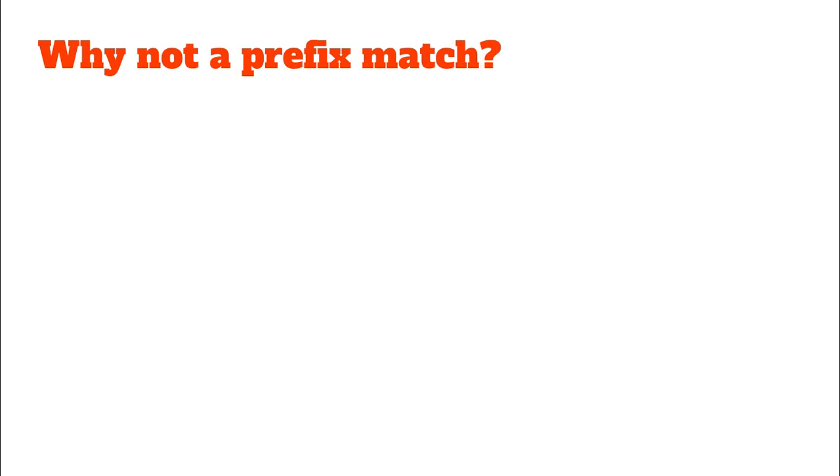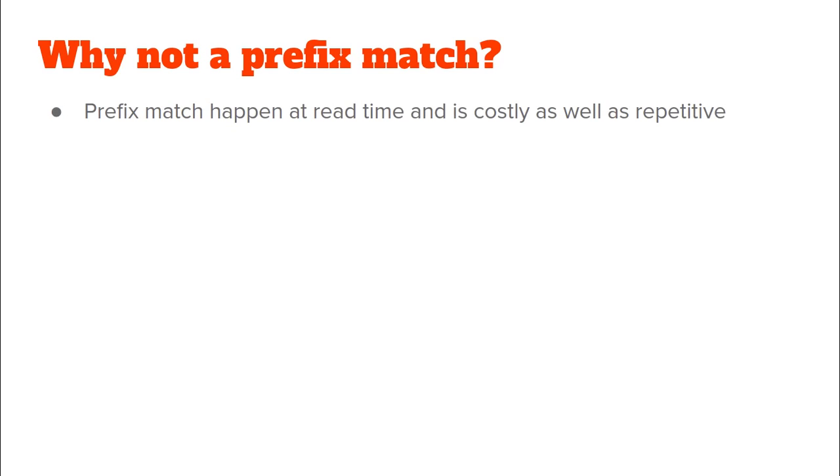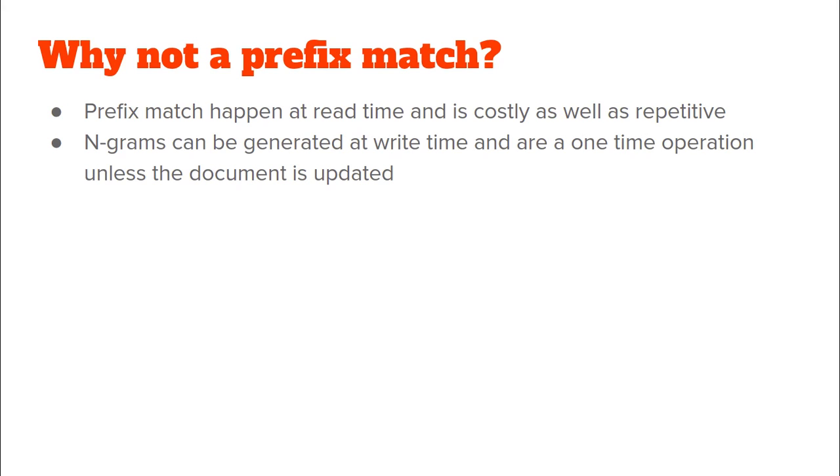Now someone might argue, why would we use ngrams when we could in fact do a prefix match? And there is nothing stopping us from doing a prefix match in this case as well. However, we should know that prefix matching happens at read time and it can be costly as well as repetitive, because we will have to do that for each individual search query. Whereas ngrams can be generated at write time and are a one-time operation, unless of course the document is updated, in which case you have to generate the ngrams again.